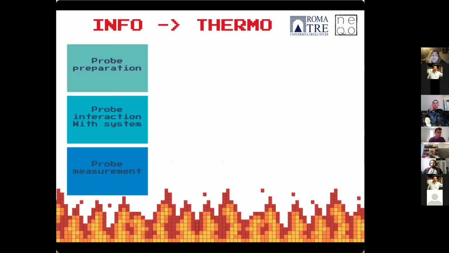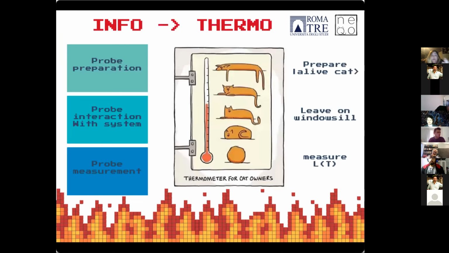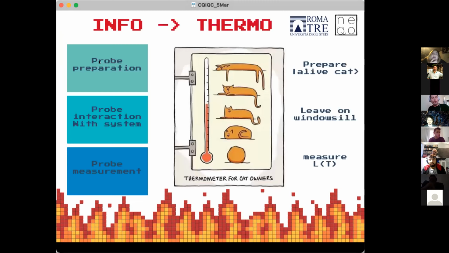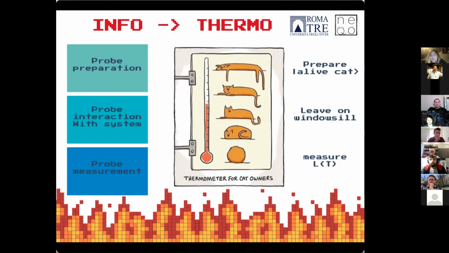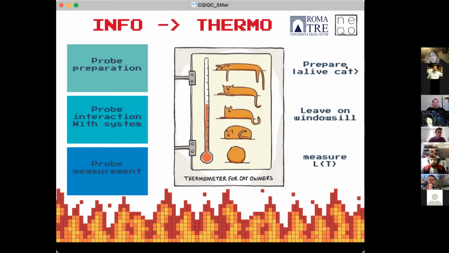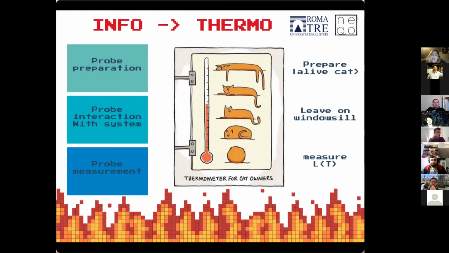So once you have your information protocol, how can you use this for thermodynamical purposes? You can recognize from this protocol that this is the same thing that you do in a thermometer scheme. And you can use whatever probe you like. You can, in this case, well, you can use a cat as a probe. The important thing is that you follow your protocol. So you have to prepare your cat in a state. A live cat is one which sounds appropriate. You need to make your cat interact with the system. And you can then measure a property of your cat, in this case, the length of your cat, which will be a function of the temperature.